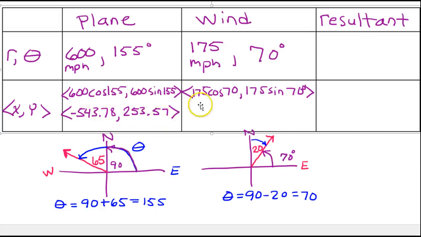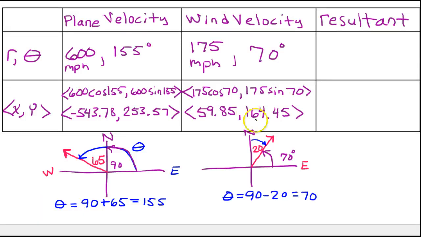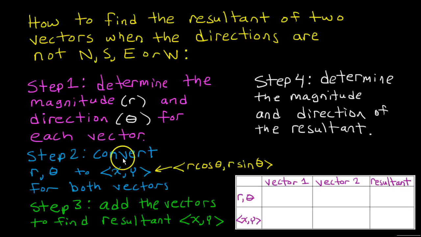So let's do the calculations for wind. I'm going to do that off camera in the same way. So the wind velocity in component form is 59.85, 164.45. So now we have completed step 2. We converted the magnitude and direction to component form for both vectors. Now it's time for step 3. Add the vectors to find the resultant in component form.